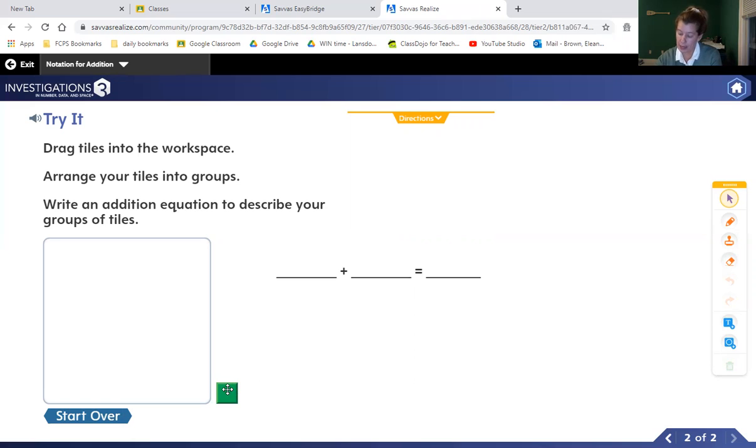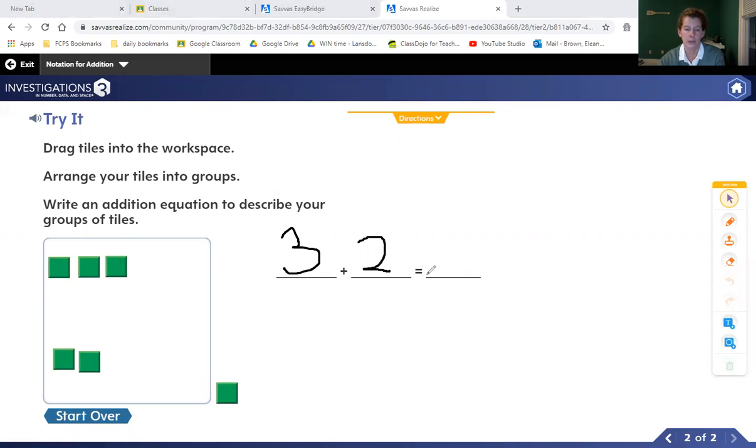So I might do a story problem like this. I might put 1, 2, 3, and 1, 2. And then I will write my equation with 3 plus 2 equals the total when I join them together of 5. Okay, now I'm going to go up here and clear that off.